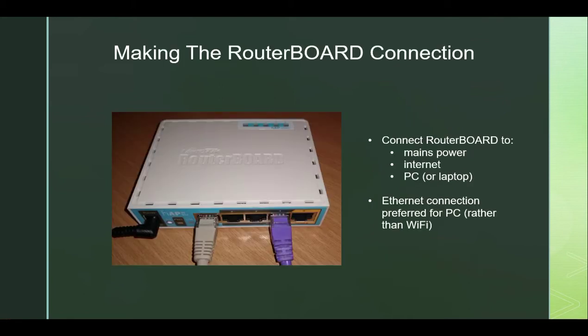Before looking at Quickset, it's worth taking a few moments to look at how my RouterBOARD is connected to the internet and also to my PC. The picture shows from the left the mains power connection, the internet connection in port 1 with the grey Ethernet patch lead, and my PC connected to port 4 using the purple Ethernet patch lead. My PC could in fact be connected to any of the local area network ports 2 to 5. I recommend that the RouterBOARD is configured using an Ethernet wired connection rather than Wi-Fi.